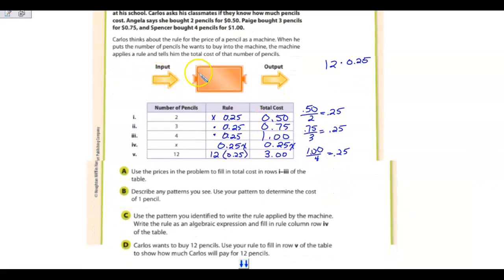So what we've done is we have our input, which is our number of pencils, and our rule, which is to multiply it by 25 cents. And our output is the cost of the pencils. So you kind of think of it as a machine, a mathematical machine.